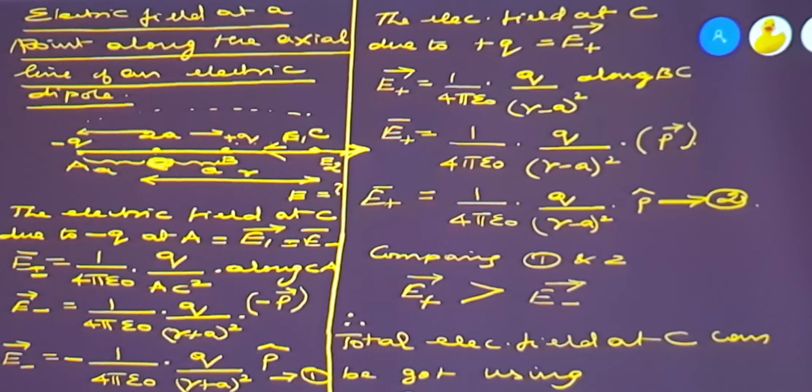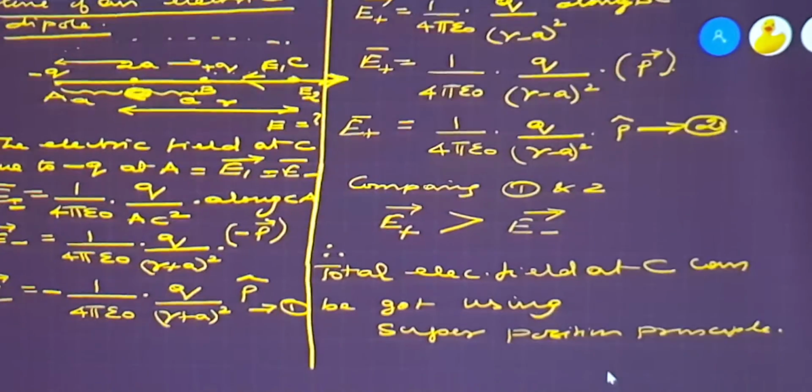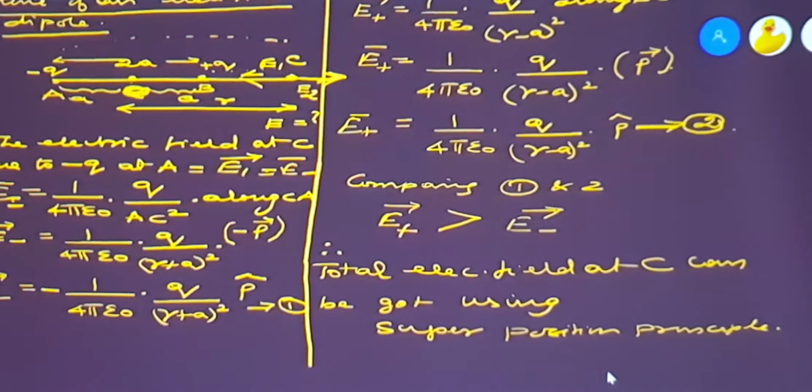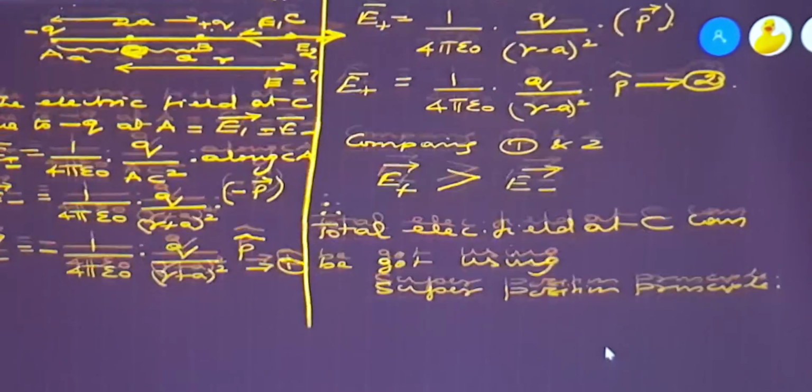Let us see how we can get the reading. See how you can get the resultant. So see, the total electric field at C can be got using the superposition principle.